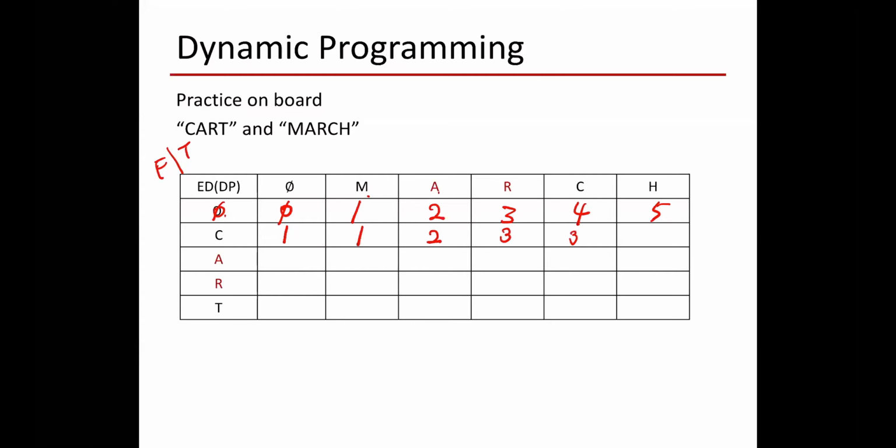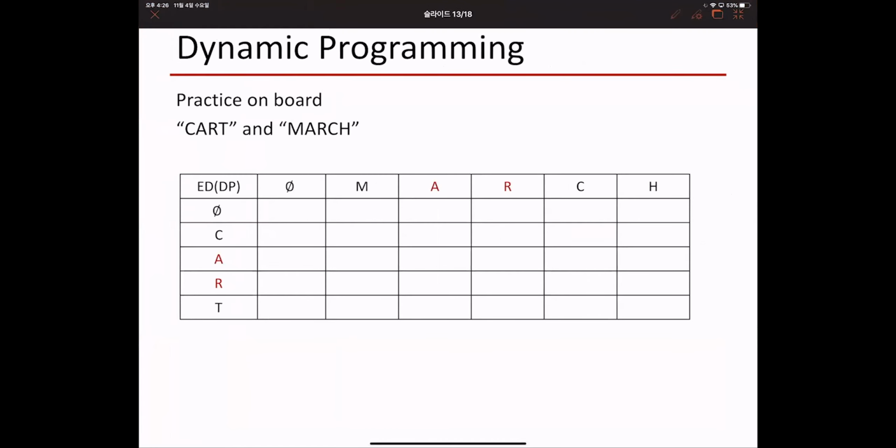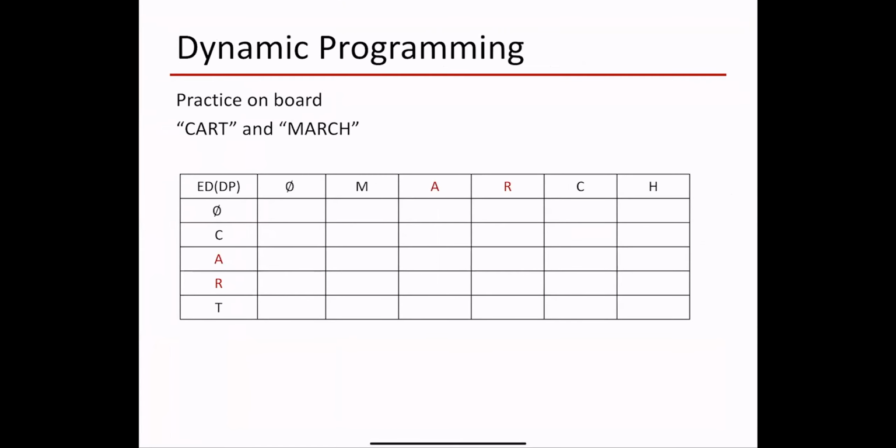If not, what should I do? I'm choosing the minimum value plus 1. Okay, let me go over it again. By using dynamic programming, I'm using the previously computed results. The diagonal is replace. This value is add. This value is delete. Okay, so 0 to M, I can add 1.